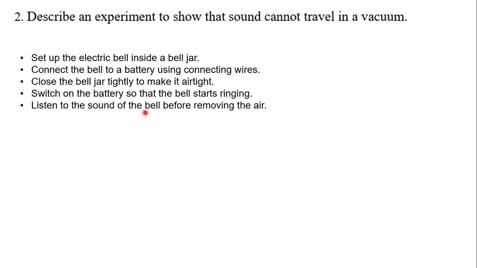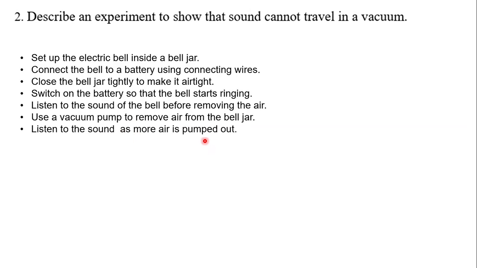Listen to the sound of the bell before removing the air. So there's air in the bell jar, right? There are particles there. So you listen to the sound as the bell is ringing. Use a vacuum pump to remove air from the bell jar. Then listen to the sound as more air is being pumped out. Listen to the sound, whether it is increasing or decreasing. Continue pumping out until almost all the air is removed from the jar.